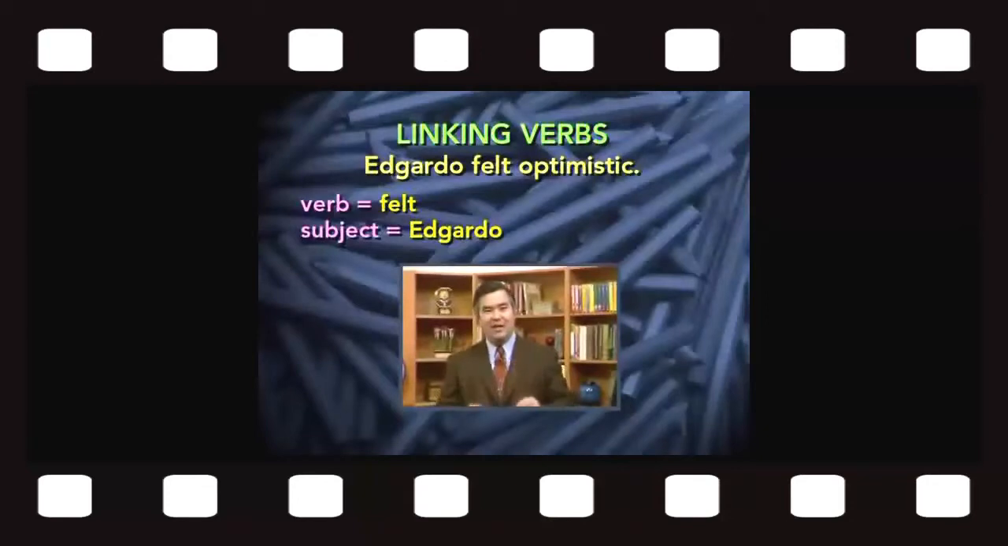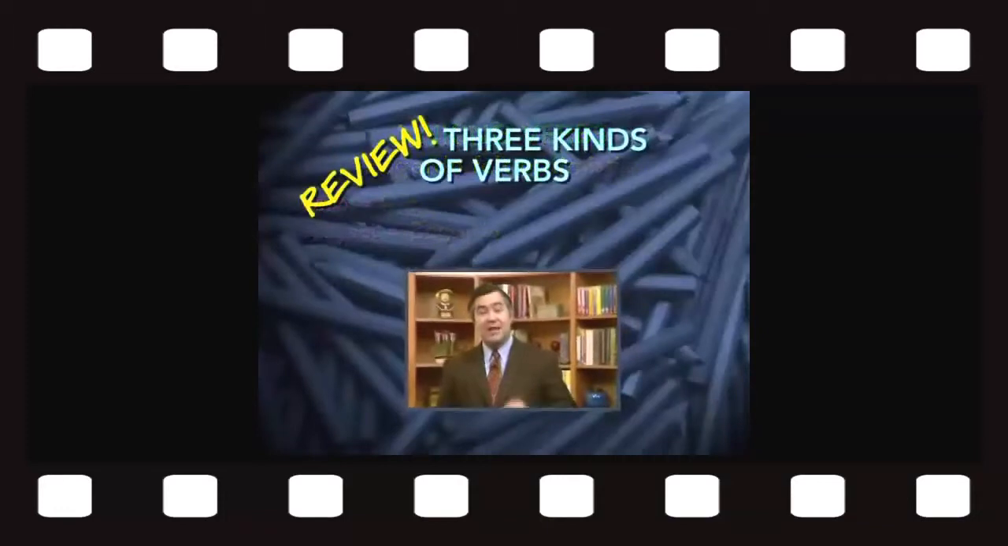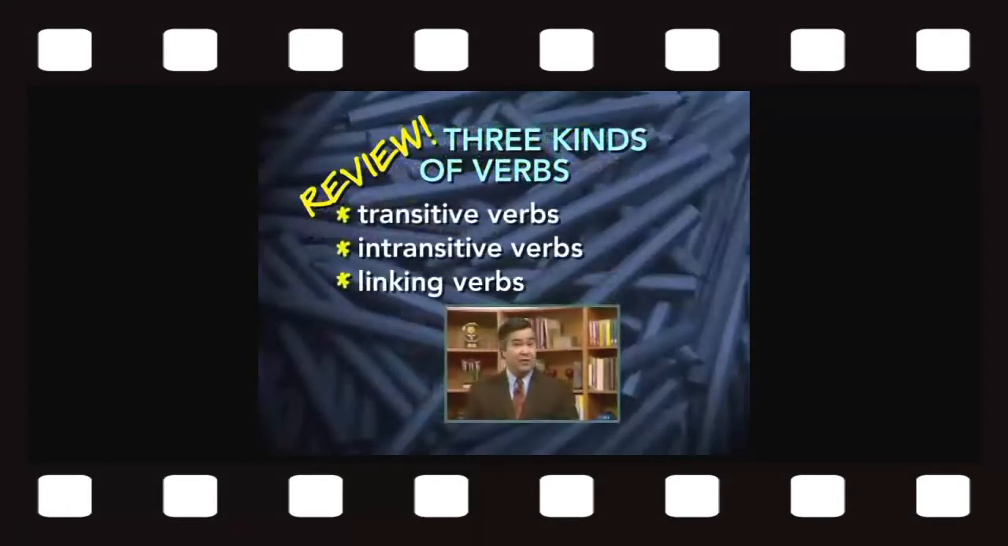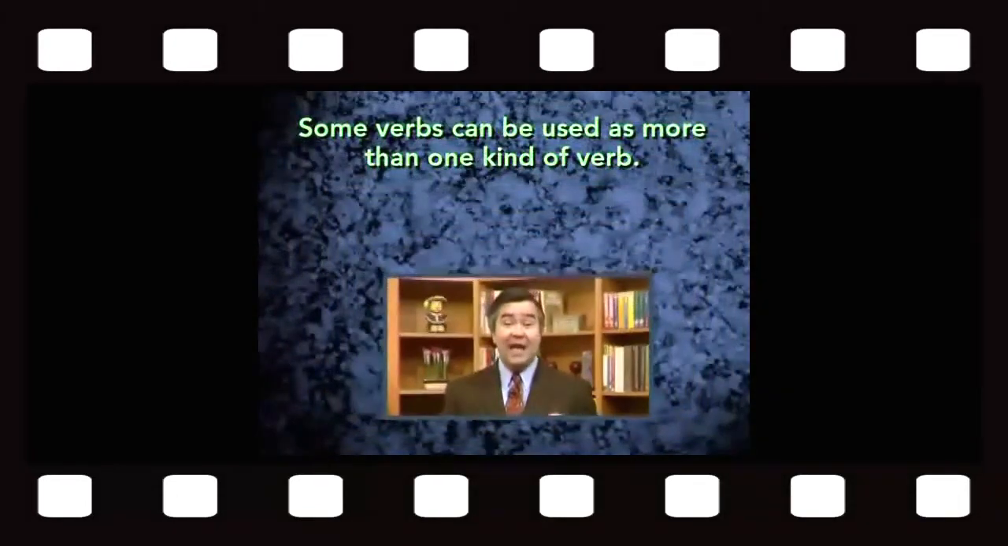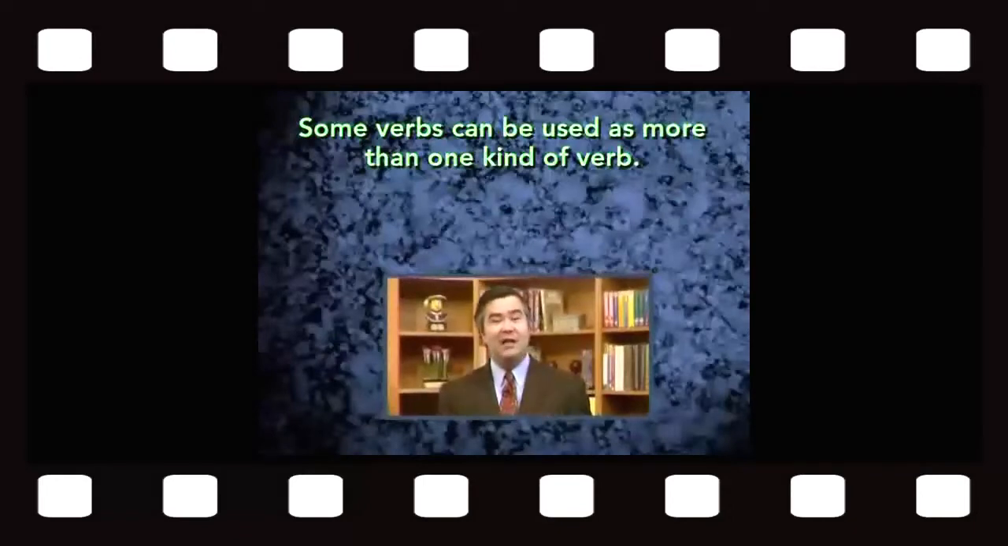So in this sentence, felt is being used as a linking verb, and what comes before and after the linking verb, those two things are being equated or being made to appear the same. Edgardo and optimistic go together, and that's why felt is considered a linking verb in this sentence. These then are the three kinds of verbs: transitive verbs, intransitive verbs, and linking verbs. And as you'll see in a moment, it's important to understand the difference in order to understand how sentence complements are used.